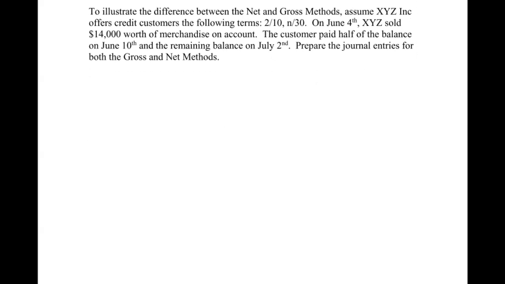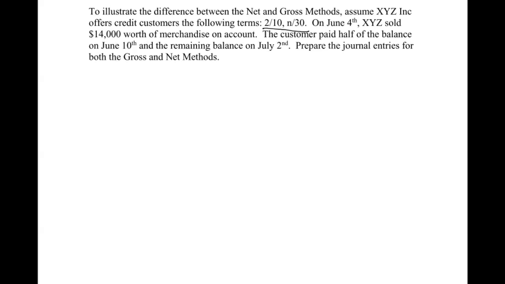So we've got a company that offers credit customers the following terms. When you see this, it means a 2% discount if paid in 10 days with the net due in 30 days. So 2/10, n/30 is 2% if paid in 10 days, the remaining balance due in 30 days. On June 4th, they sold $14,000 worth of merchandise on account. The customer paid half of the balance on June 10th. That's 6 days, within the 10-day limit, so they're going to get the 2% discount, and then the remaining balance at the end of the month, within the 30-day period. Prepare the journal entries for each.